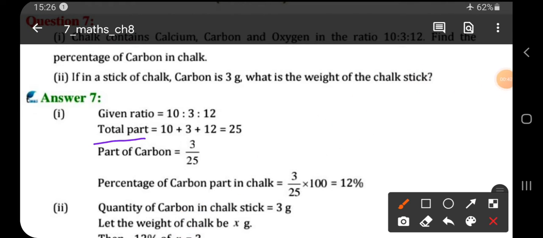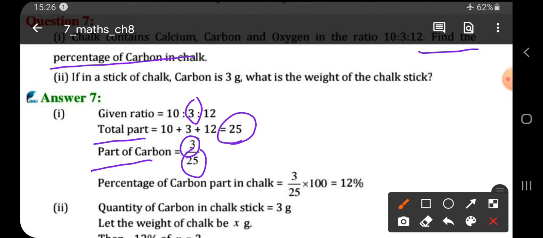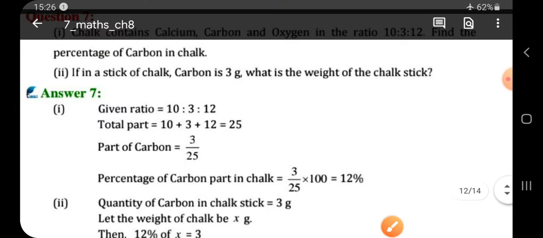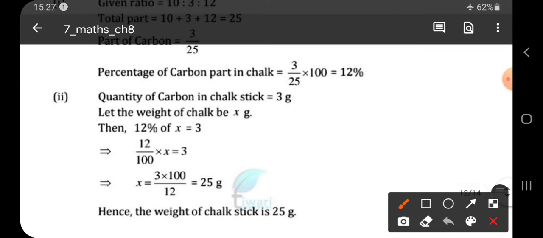Total parts: 10 plus 3 plus 12, it's 25. Here we have to find out the percentage of carbon in chalk, so we have to find out the part of carbon. What is the part of carbon in the ratio? It is 3. 3 out of 25. Total parts are 25, and out of the 25 total, 3 parts are there. Then the percentage of carbon in chalk is 3/25 multiplied by 100. So 25 fours are 100, 4 threes are 12%.